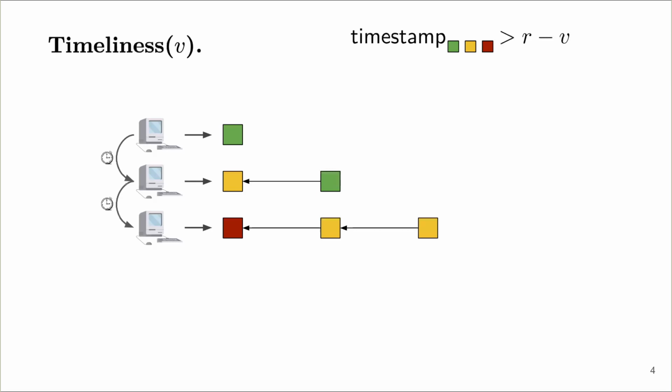Okay, in the next round, the Genesis block from yellow becomes red. Red still means that the timestamp is greater than R minus V, but it's still older than yellow and green. And also, the second block here from green becomes yellow. But now notice that a third block enters the stable chain. The color of this block is yellow.